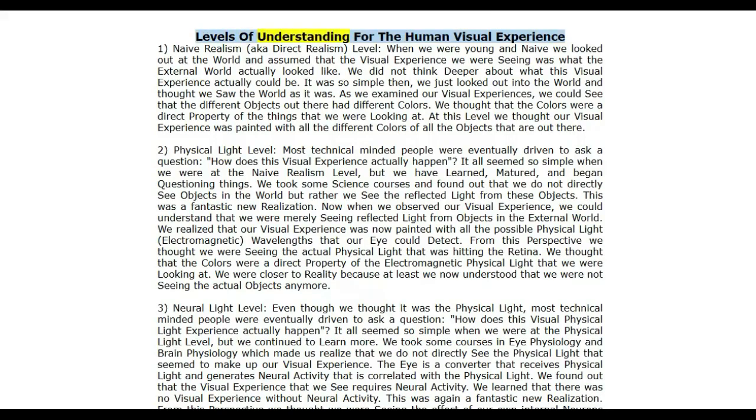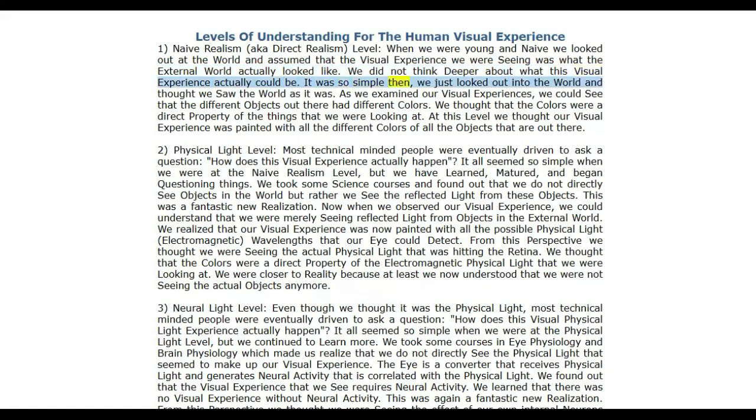Levels of understanding for the human visual experience. 1. Naive realism, aka direct realism, level. When we were young and naive, we looked out at the world and assumed that the visual experience we were seeing was what the external world actually looked like. We did not think deeper about what this visual experience actually could be.